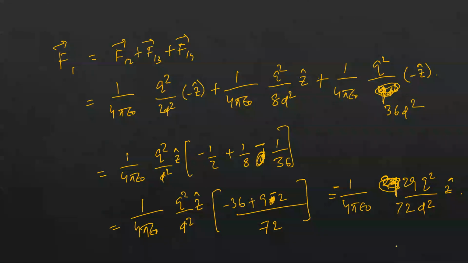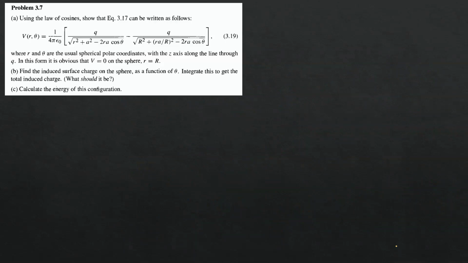Okay, we'll move to the next question now. Using law of cosines, equation 3.17 can be written as follows. V(r, theta) is equal to 1 over 4 pi epsilon naught, this.